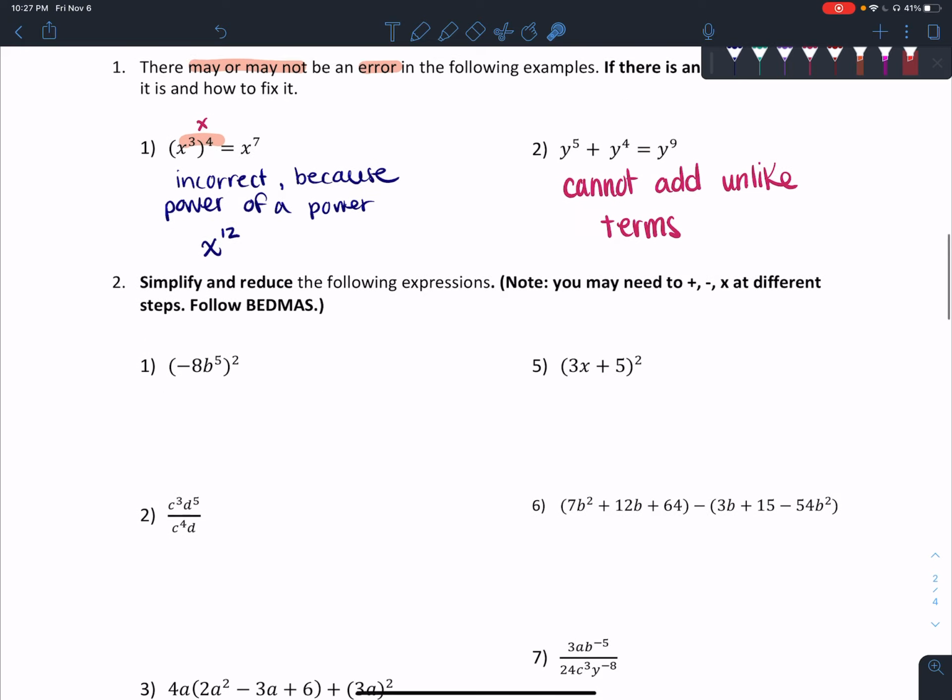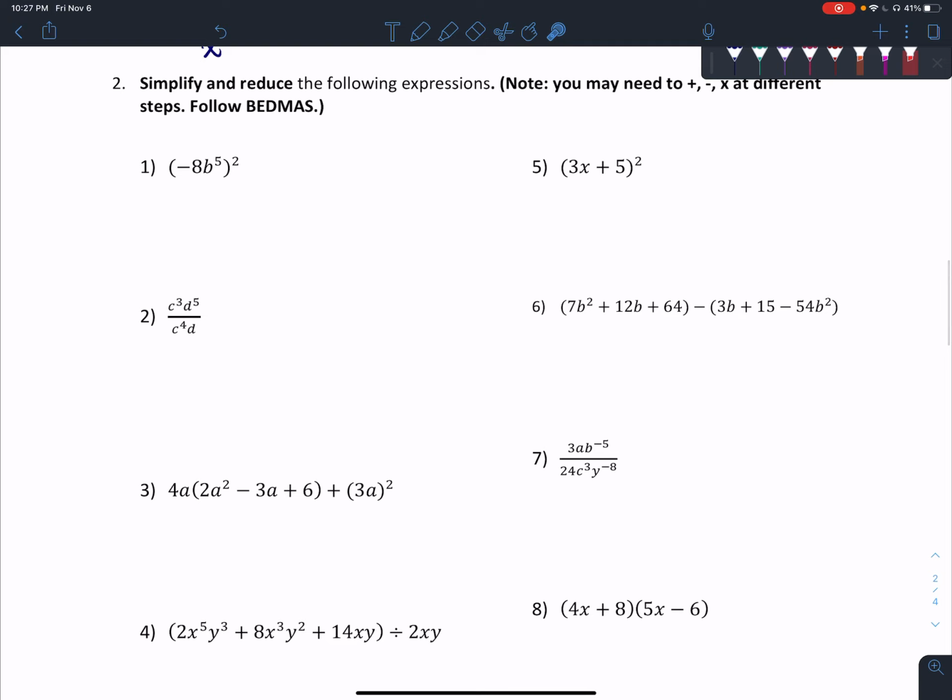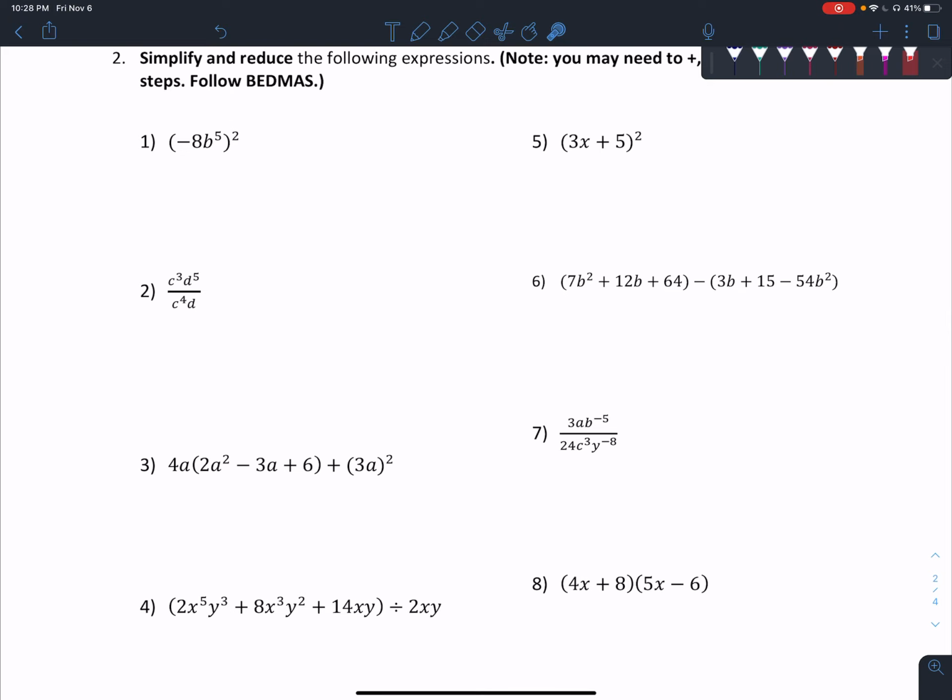Okay, so moving on to number 2, this is simplify and reduce algebraic expressions. Starting with number 1, here we have a power of a power. So we have negative 8b^5 all raised to the second power. That power of 2 needs to get applied to each piece within those brackets. So we're going to get a negative 8 to the power of 2, and we're going to get b^5 to the power of 2. I'm just writing the intermediate step here.